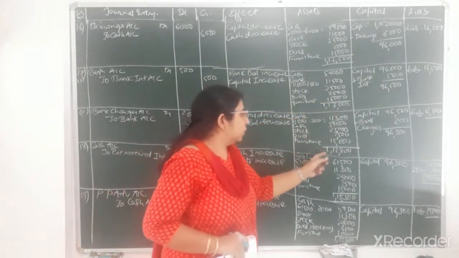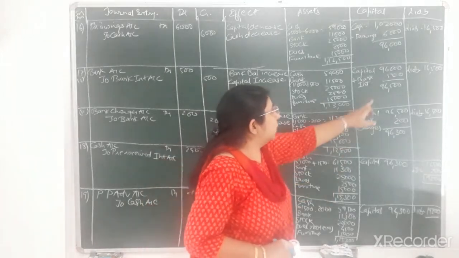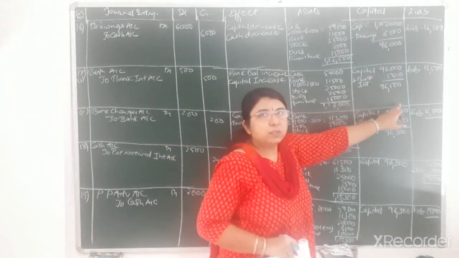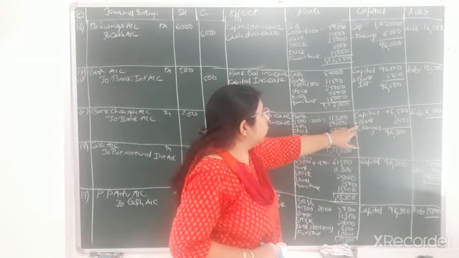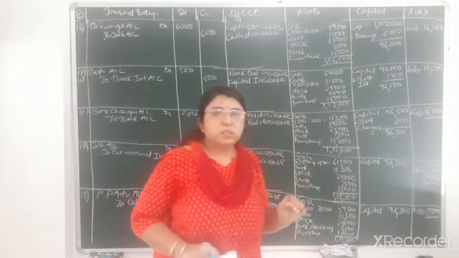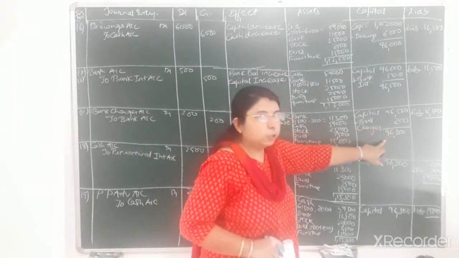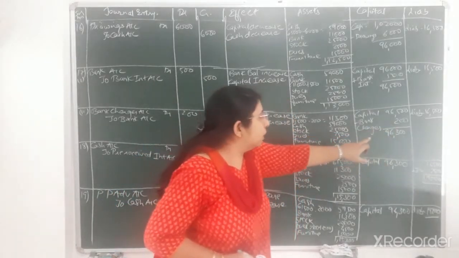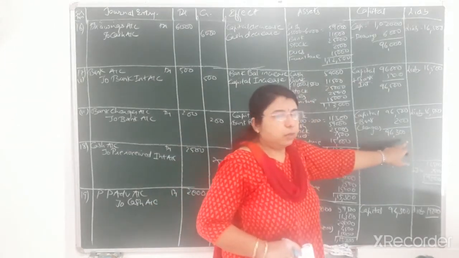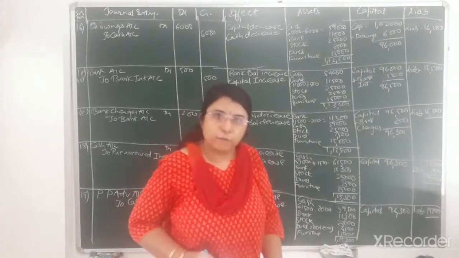So now the balance of assets would come to 1,12,800. In case of capital, the previous balance was 96,500. Now due to bank charges, which is one kind of expense, the capital will be reduced by 200. So now the balance of capital would be 96,300. And the liability would remain as it is, that is 16,500.